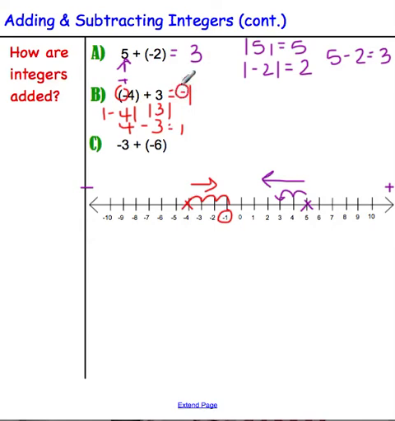Now for C, both of them are negative. So if we use the number line, we would start at negative 3, and we would move to the left because it's negative 6 spaces, 1, 2, 3, 4, 5, 6, which gives me negative 9 for an answer. The other way I know it is the signs are the same, so we're going to add them together, which gives me 9, and because both of them are negative, that's why the answer is negative.